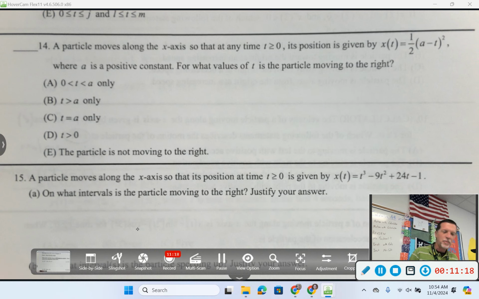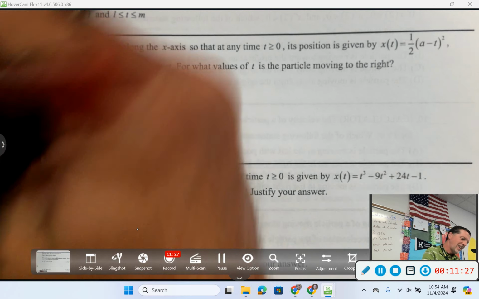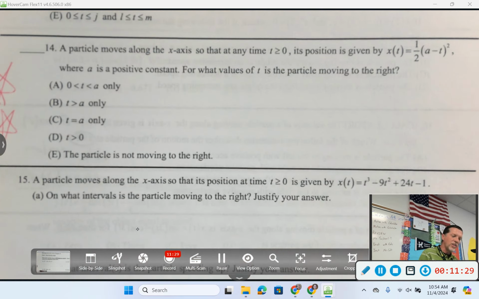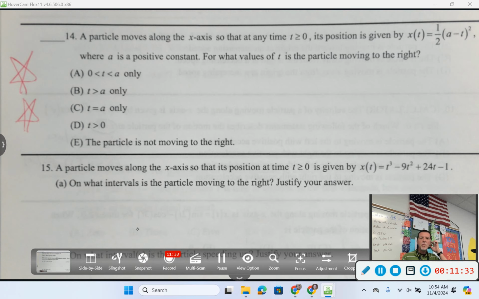Number 14. One more, we'll be done. Another particle. Oh, I'm glad I'm doing 14. I hope the other class watches this video, and I hope you watch the other class video, but 14. A particle, I'm trying to give you hints here. Let's look at 14.